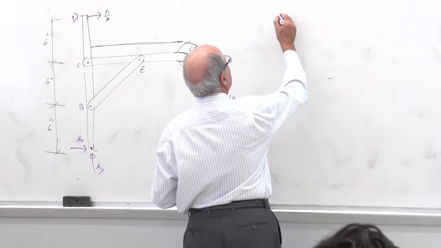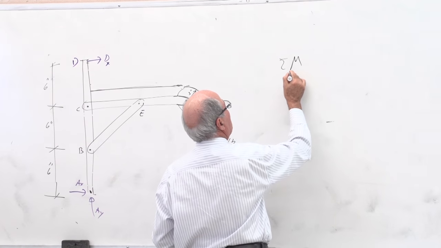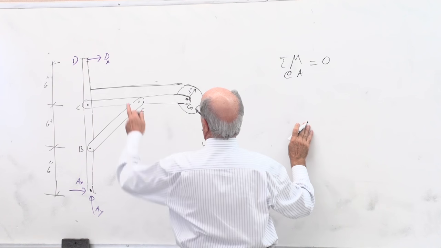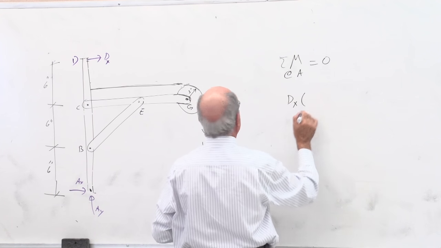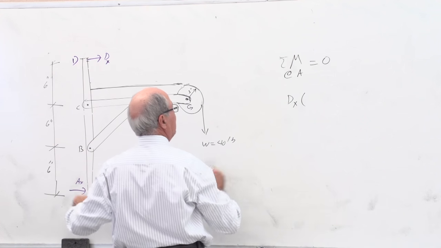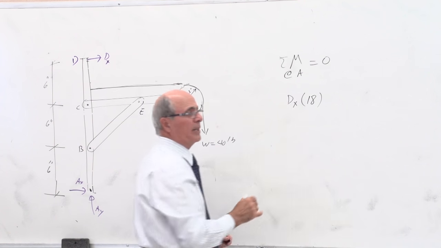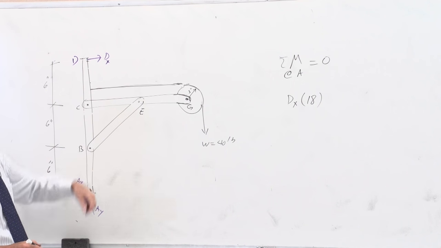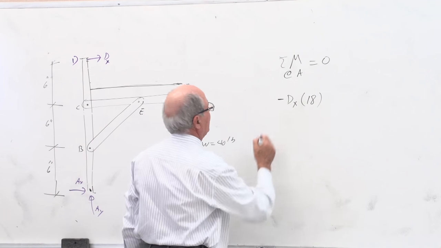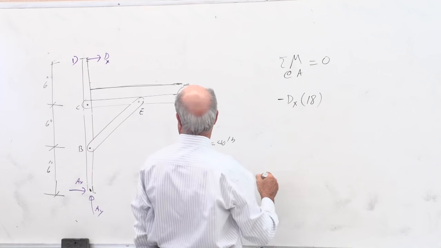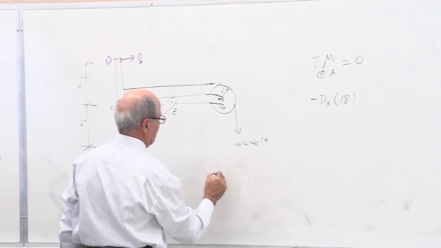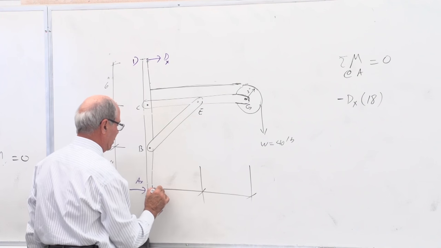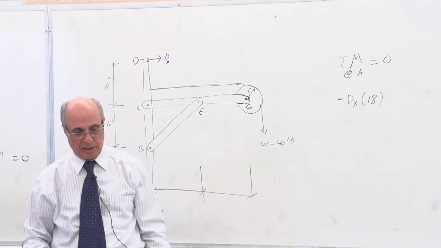So you take the moment, sigma M about point A equal to zero. Very good. So you have DX times what? DX times 18. Plus or minus? DX times 18 is going to be negative. Then we have 40 times what? Oh, I think I forgot to give you this dimension here. I always know something is missing. This dimension also I should be giving it to you. Those dimensions are? 8 inches.